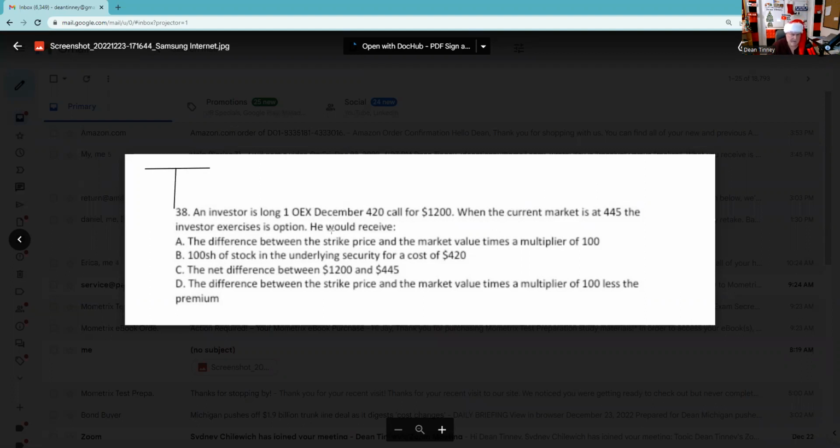I like to do dollars out, dollars in. Some people like to use pluses, minus, whatever floats your boat. An investor is long an OEX December 420 call for $1,200. So, if you want, you could put $1,200 here. And boom. Let's get a smaller font there.